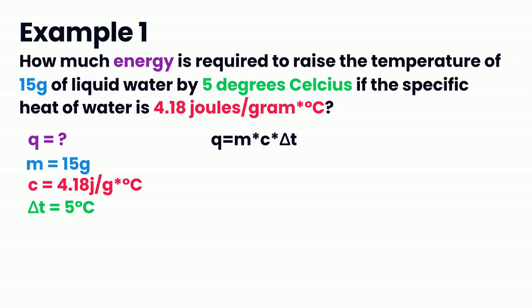Next, I'm going to look here to my specific heat equation, Q equals mc delta T. I'm going to substitute in my known values, and then I'll get out my calculator, and you all should have a calculator for this. We'll type in our values to our calculator, and if we multiply these three values together, we get Q equals 313.5 joules.